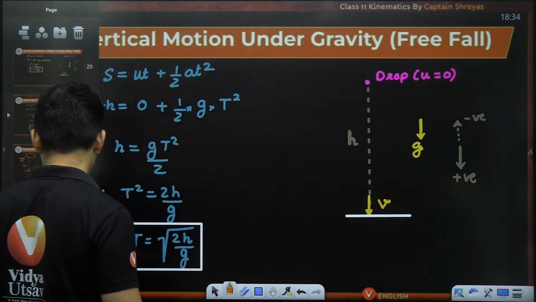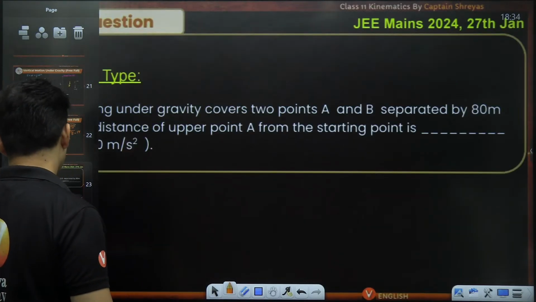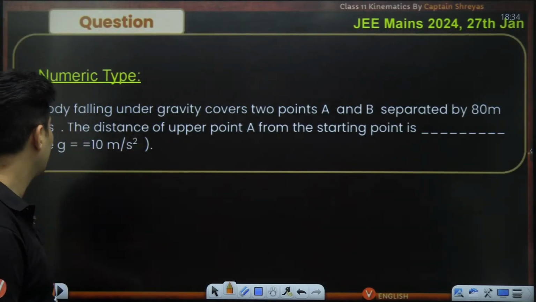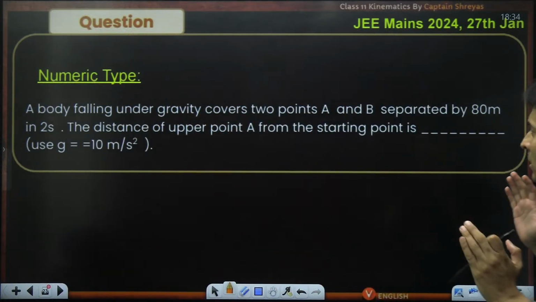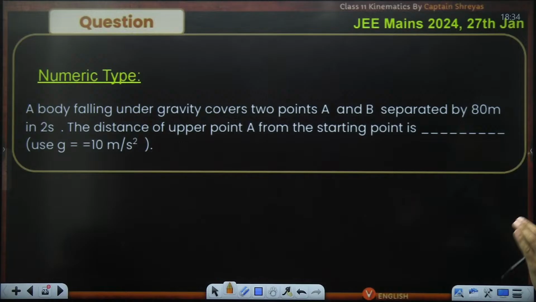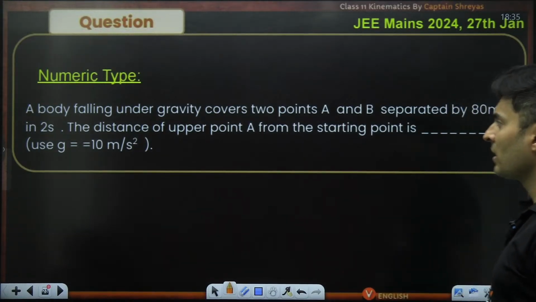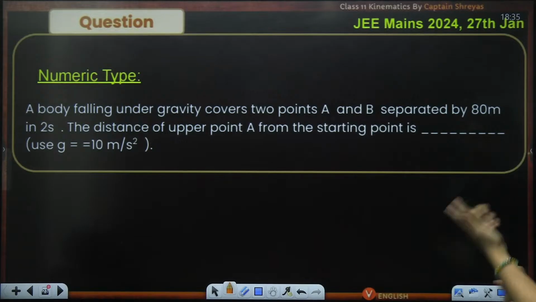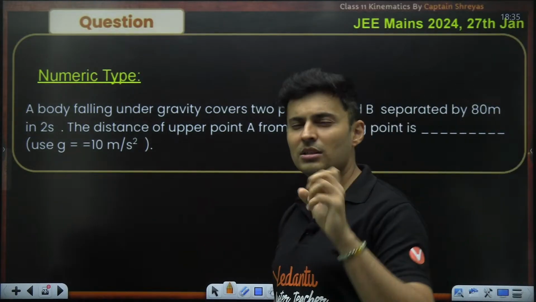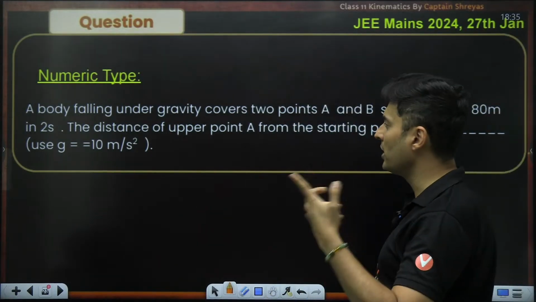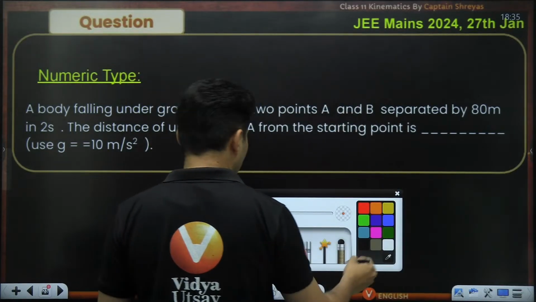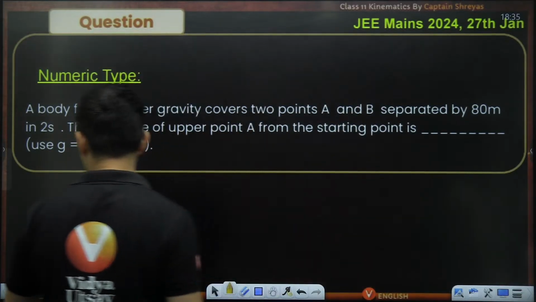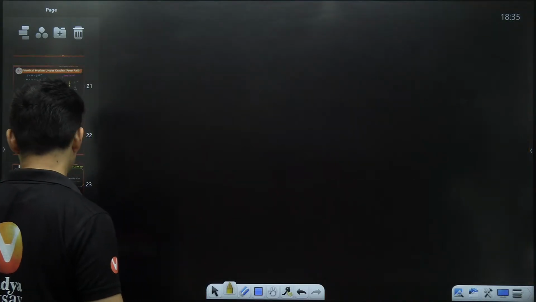Let's solve more questions so that you guys get some confidence. Here comes the question. A body is falling under gravity and it is covering two points A and B separated by 80 meters in 2 seconds. The distance of the upper point from the starting point is how much? Interesting question. So let us visualize the question. That will be better for all of us.